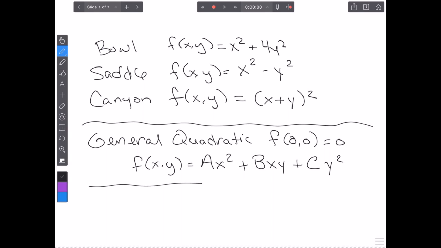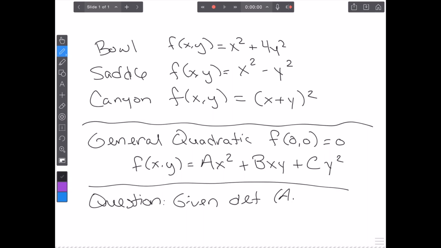Now the question is, given the function, by which I mean some particular choice of a, b, and c, can we determine the shape? Bowl, saddle, canyon. We'll give some more formal definitions to a bowl, a saddle, and a canyon in a moment. But for now, let's just say, can we determine the general shape? Okay, so that's our question.